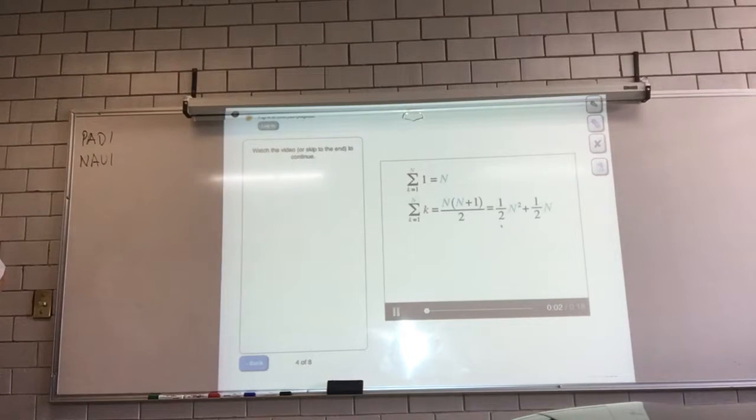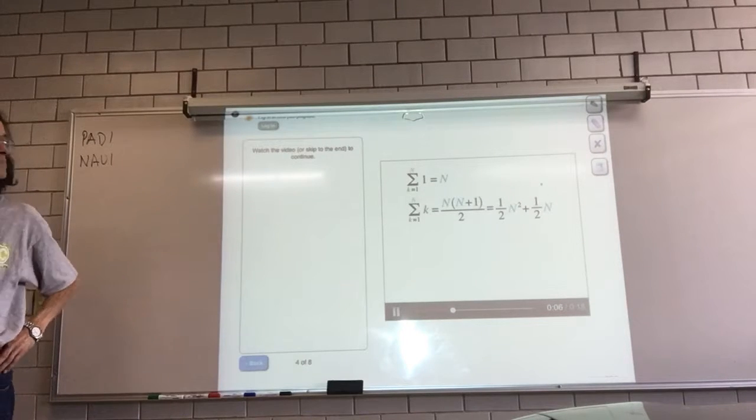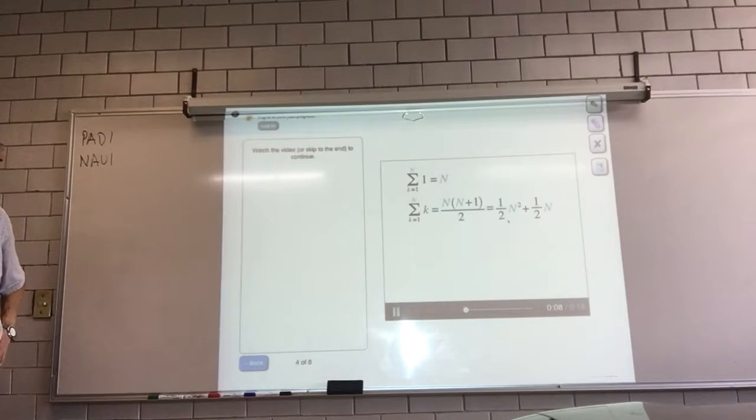The same thing as 1 half n squared plus 1 half n. You'll see in a little bit why we're rewriting the sum like this. Now, which of the following is the sum of the first n squares? Try plugging in a few different values for n to see which formula gives you the right answer.